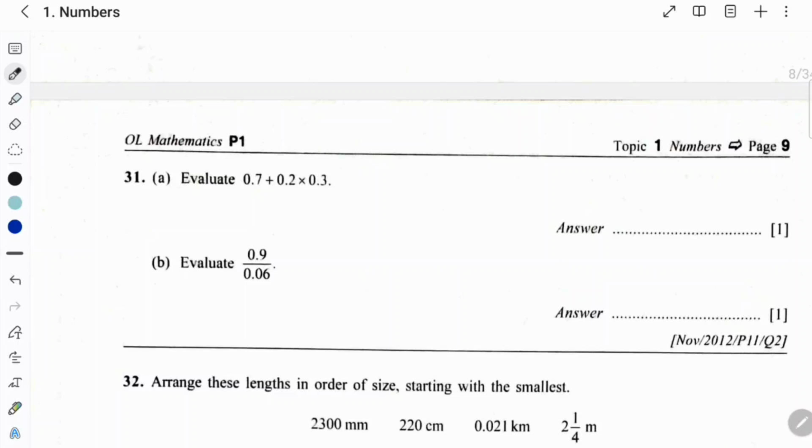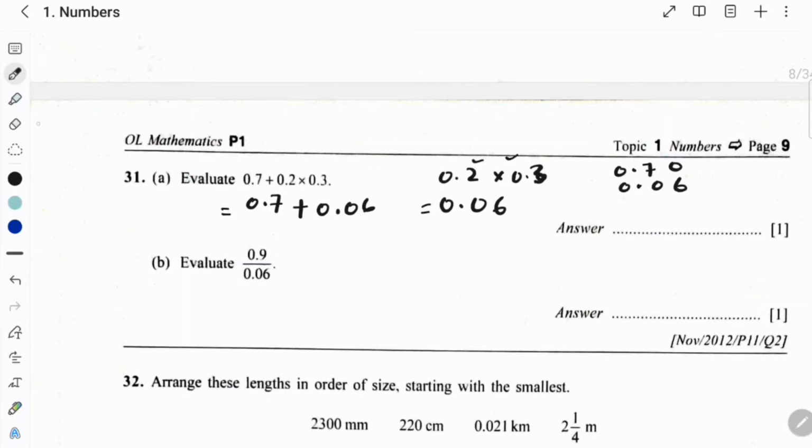Alright, look at question number 31 part A. We multiply first and add later. You know that because of the BODMAS rule. 0.2 into 0.3. 2 threes are 6 and 2 digits, so 0.06. Plus 0.06, now you are going to add 0.7 and 0.06. Remember to line up the decimal places. So it will become 0.76. So 0.76 is the answer for this question.